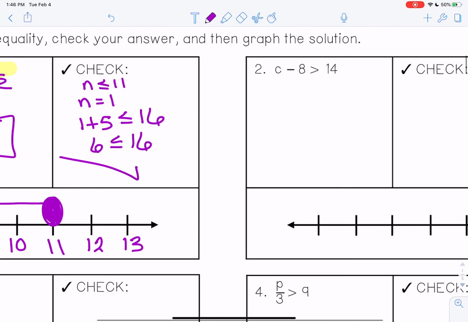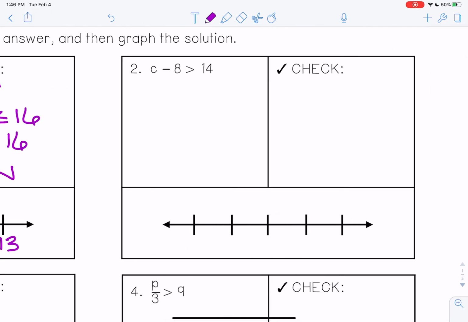All right, let's try number 2. So for number 2, step 1, draw the river. We don't have to worry about order of operations. We're going to go straight to number 3 and do the opposite. So C minus 8, the opposite would be to add 8. The 8's cancel out, and I get C is greater than 14 plus 8, which is 22.